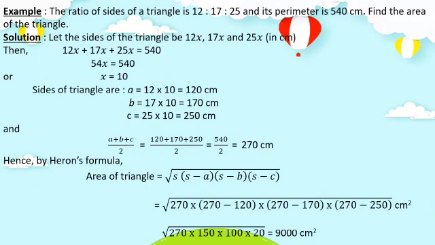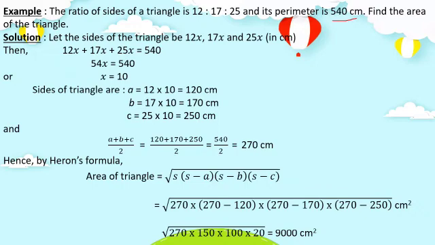Example number 3. The ratio of sides of a triangle is 12 is to 17 is to 25 and its perimeter is 540 centimeter. Find the area of the triangle. Here, the length of the sides are not given, but the ratio of the sides is given as 12 is to 17 is to 25. First of all, we will find out the length of the sides of the triangle.